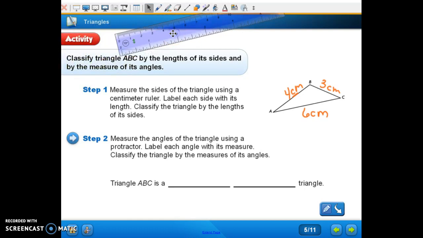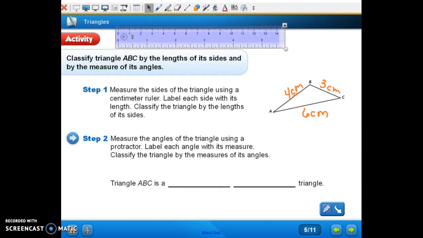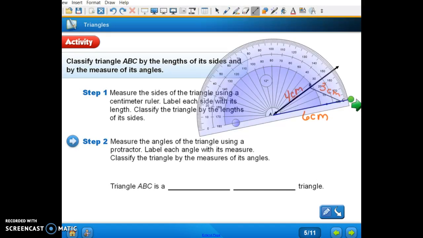Measure the angles of the triangle using a protractor. Label each angle with its measure. Classify the triangle by the measure. Okay, so if we're measuring angle A, we would put the center little point of our protractor at the vertex of angle A. We would take that line that runs across the bottom and put it on the bottom of our triangle so it goes from A to C. I don't know about yours, but mine, the line didn't go out far enough, so I took my line tool and I laid it across there. So it goes across at approximately 25 degrees. I'm just going to write angle A is 25 degrees up here, and I'll label it on my triangle when I get done.